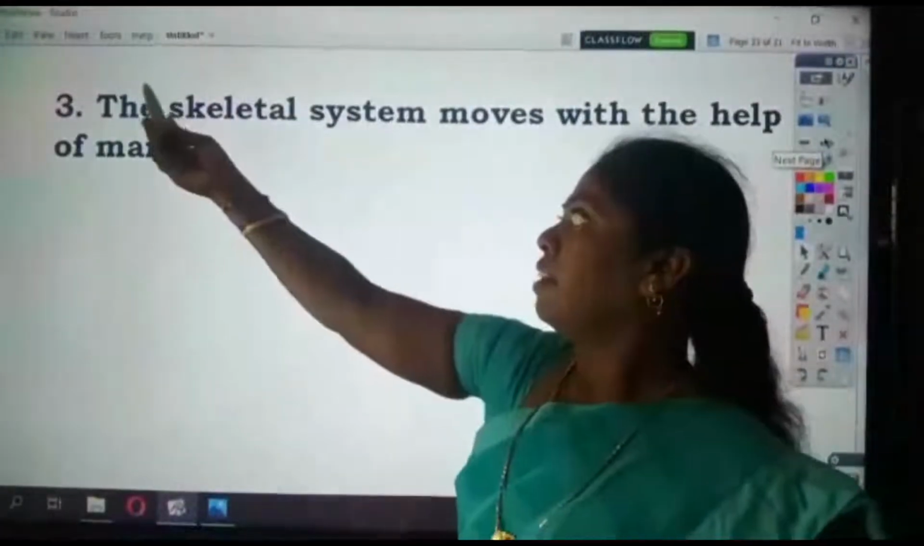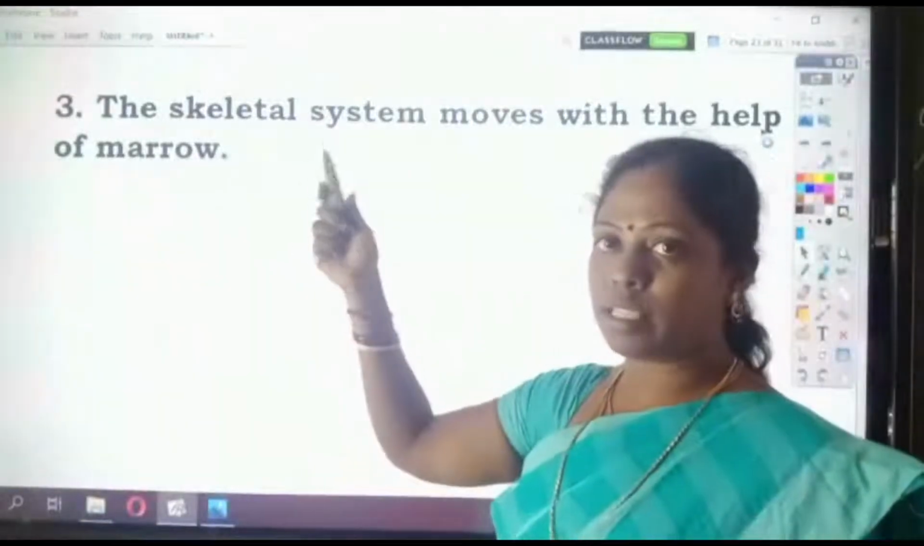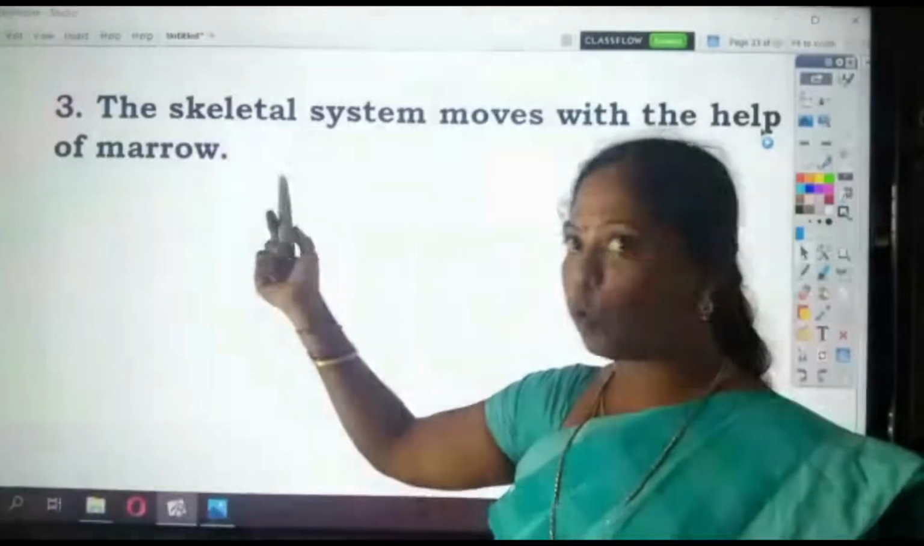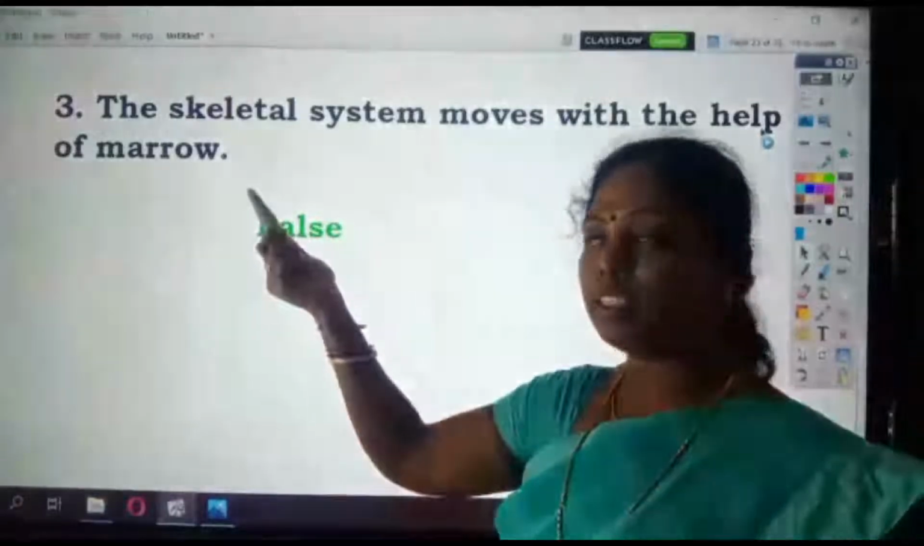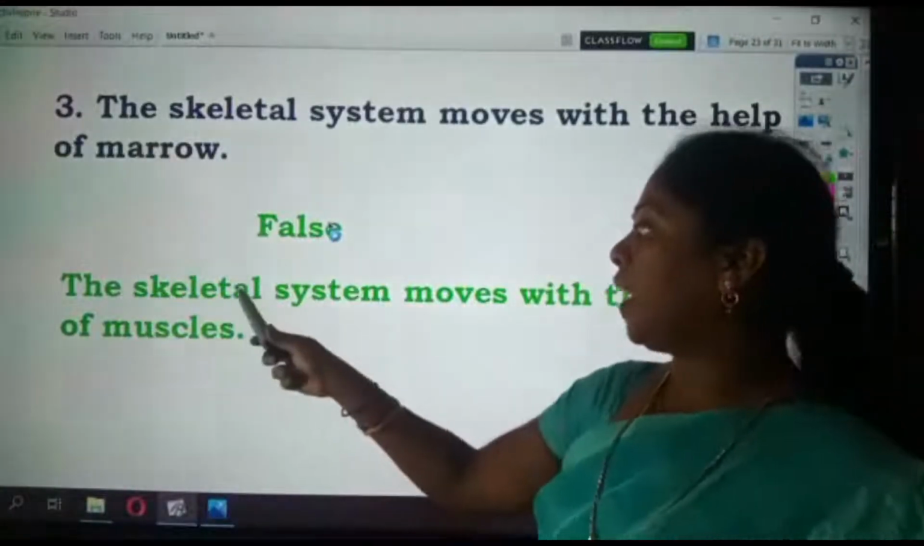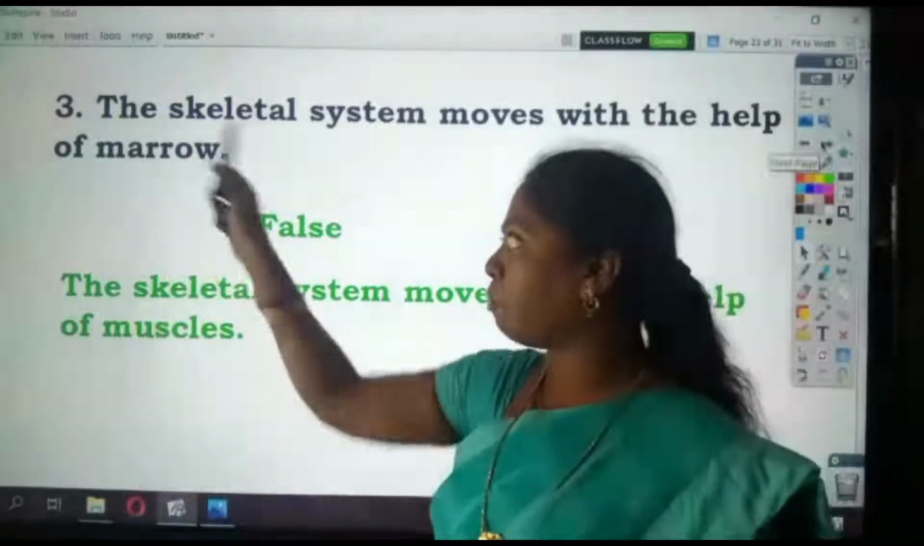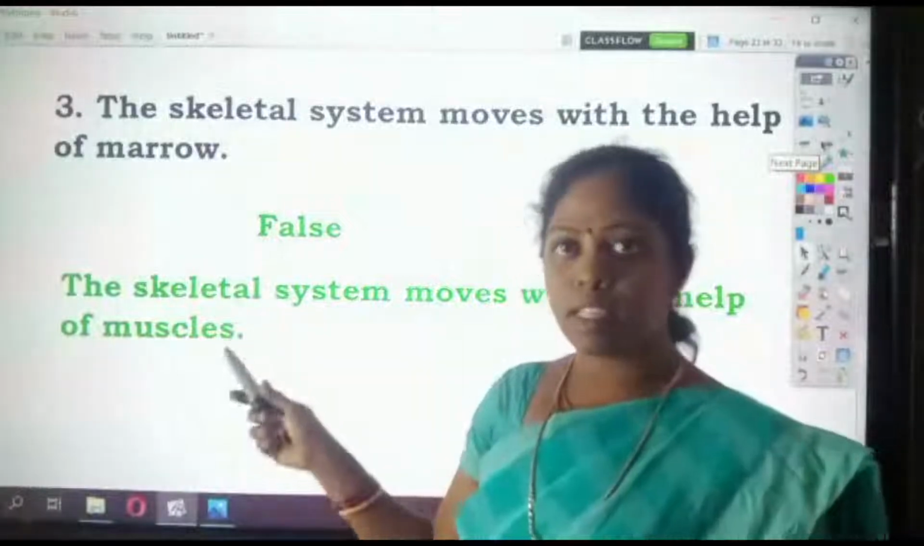Next question. The skeletal system moves with the help of marrow. Is the statement correct? No. So what is the correct statement? The statement is false and the correct statement is the skeletal system moves with the help of muscles. Instead of marrow you should write muscles.